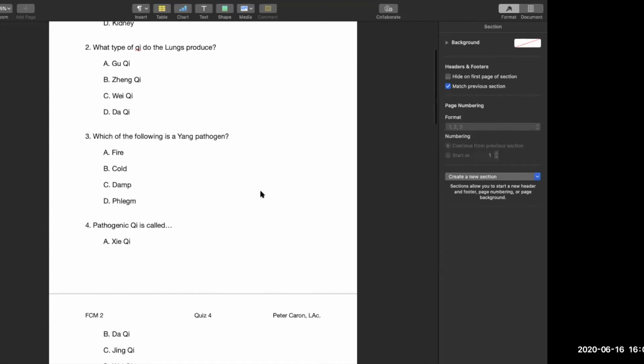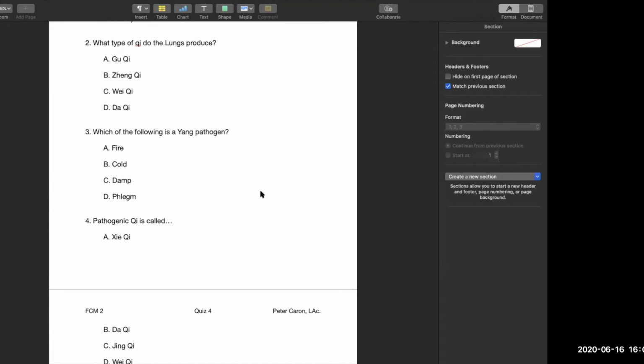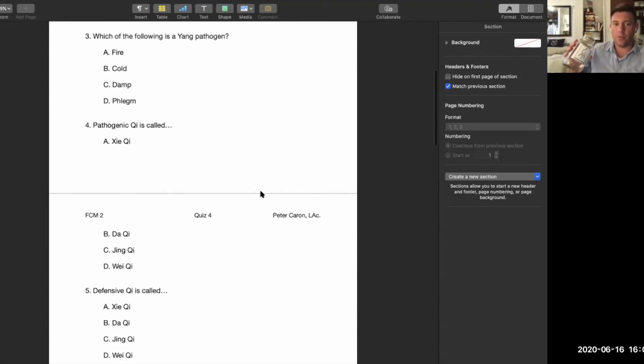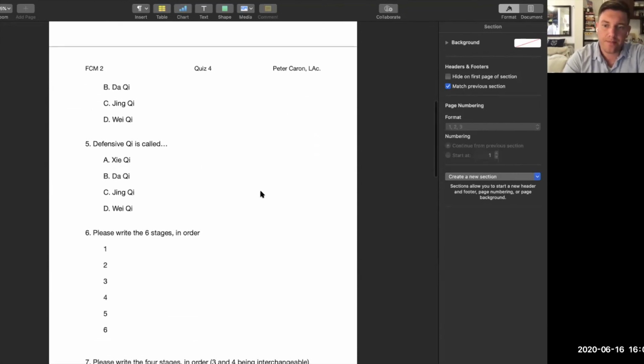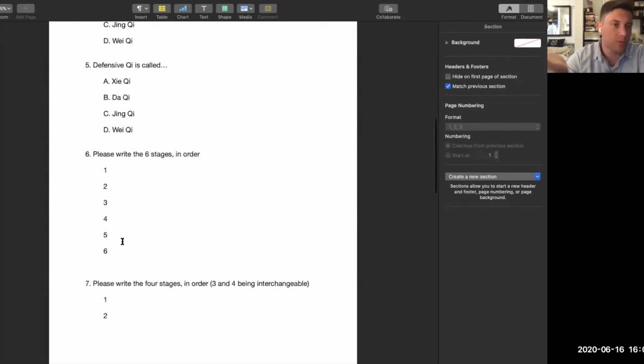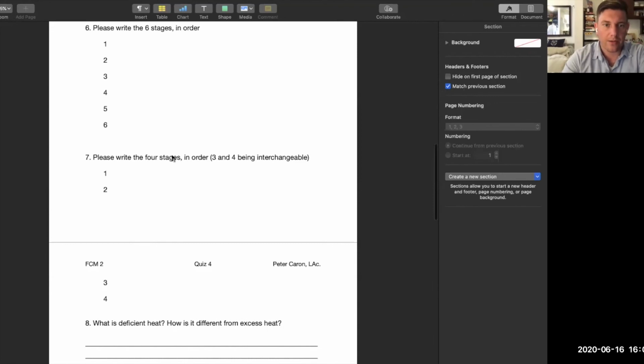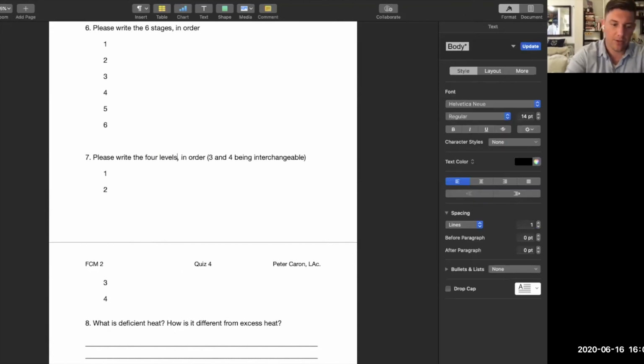Now, which of the following is a yang pathogen? Fire, good, good. What is pathogenic chi called? Yep. And defensive chi is called? Good. Write the six stages in order. This is what you would be getting in class if we were doing this in class. Write the four. Ooh, that bad, Peter. Four levels in order.